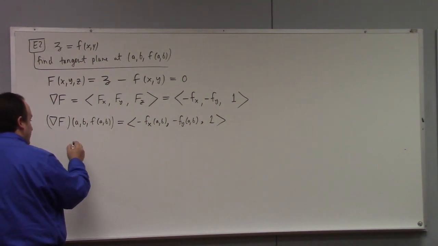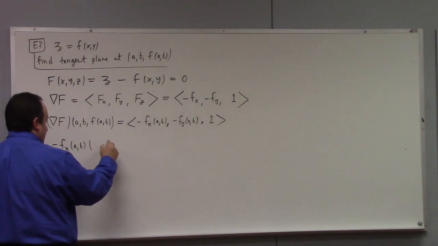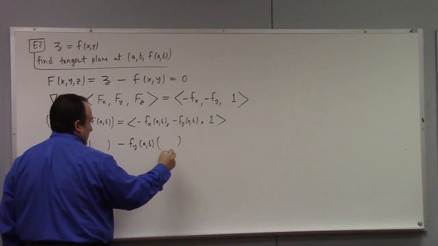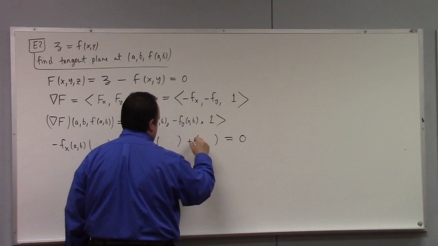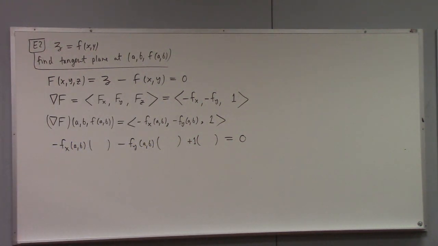So what's the equation of the tangent plane to the graph? Simply the following, right? I do minus f_x of (a, b) times what? Minus f_y of (a, b) times what? Plus what equals 0? There's a 1 here if you want to see it. So you guys fill in the blanks for me. What did I put there?